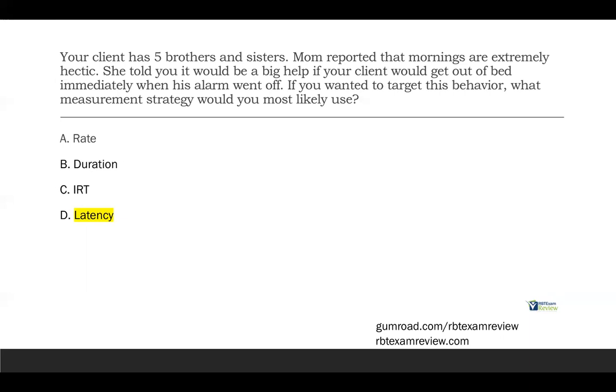So we're taking latency data, trying to decrease latency from 1 minute to 30 seconds to 20 seconds to 5 seconds. Okay. That's why it's so important to pick the best measurement system available, because it's going to guide your intervention and it's going to show us, is our intervention effective? Is it not? Okay. So the measurement strategy we would most likely use in this scenario is latency, the time in between the alarm going off and the client getting out of bed.